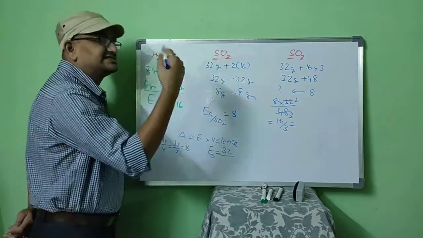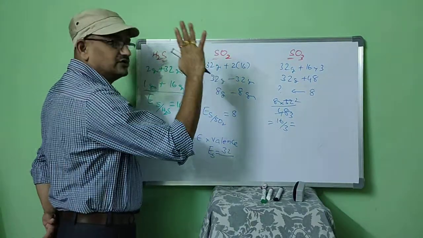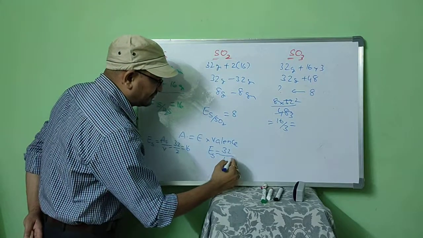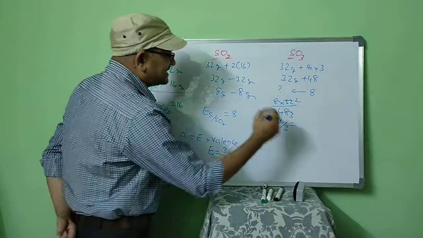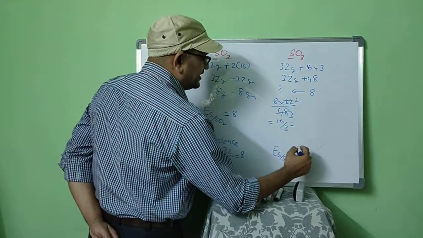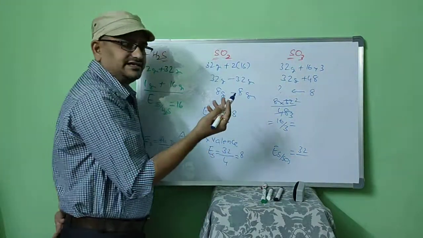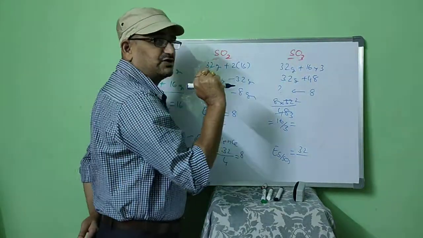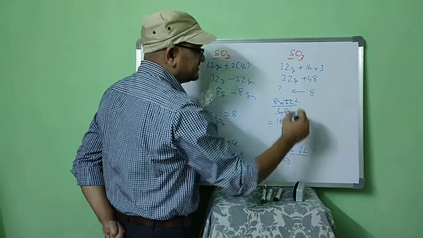In the SO2 case, the equivalent mass of sulfur equals atomic mass by its valency. With respect to oxygen, each oxygen corresponds to 2 valency. 2 oxygens correspond to 4 valency. So totally the valency of sulfur is 4. 32 by 4. That's why we got 8. In SO3, the equivalent mass of sulfur equals the atomic mass of sulfur, 32, by its valency. As I said earlier, each oxygen corresponds to 2 valencies. 3 oxygens correspond to 6 valencies. So in this particular molecule, the valency of sulfur is 6.